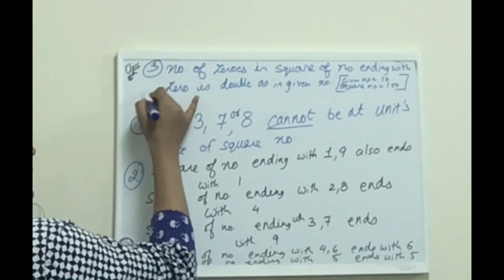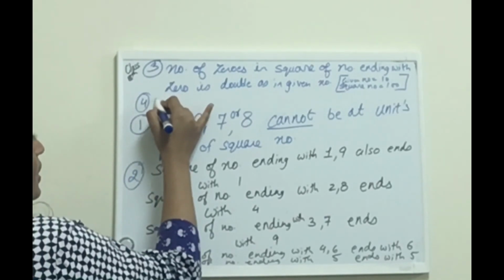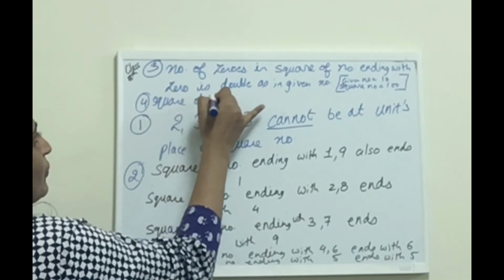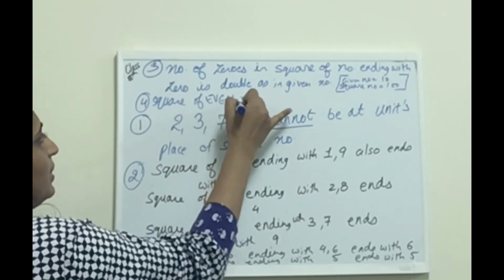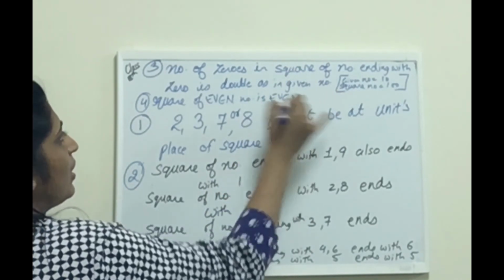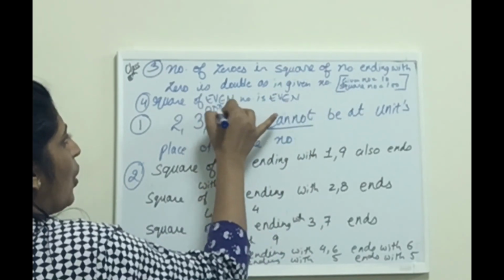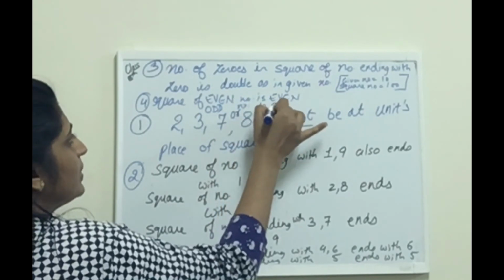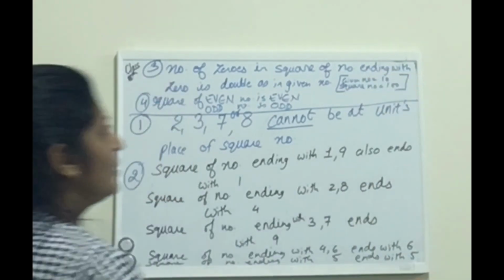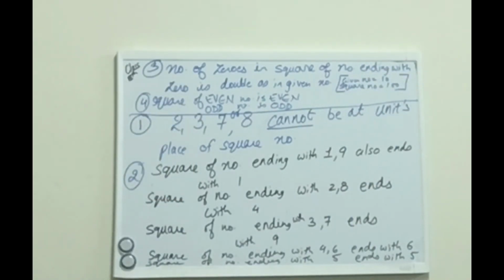And the very last property: the square of an even number is even. The square of an odd number is odd. And here I conclude with the properties of square numbers.